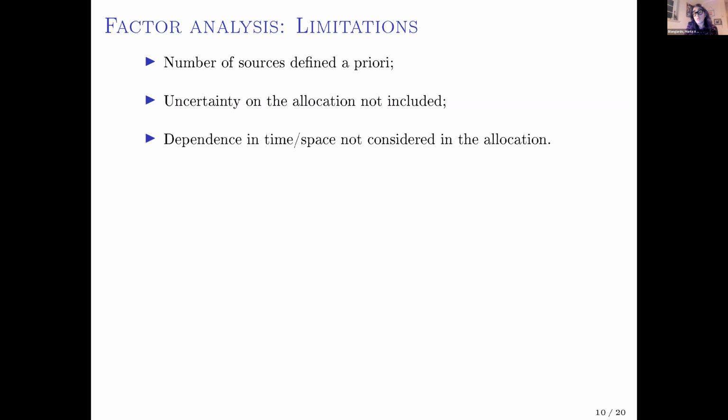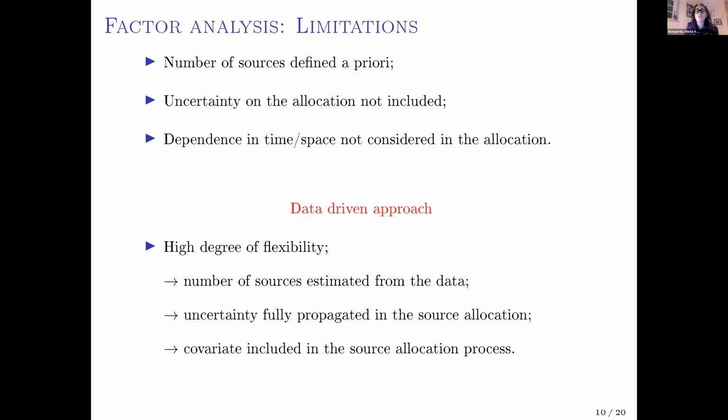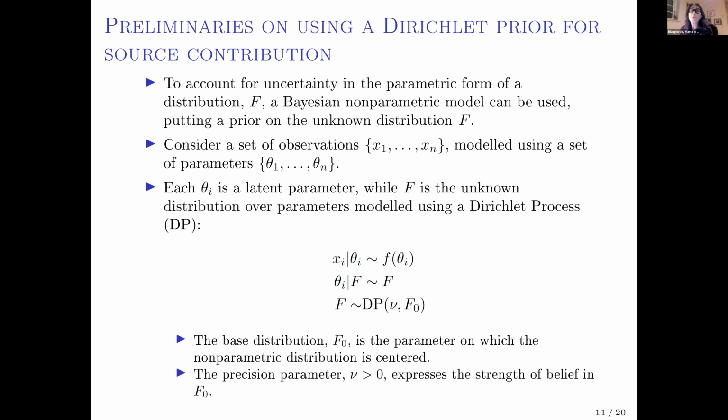So what we decided to do as the first step of the working group was to focus on a more data-driven approach, which gives a high degree of flexibility. So the number of sources we get from the data, we can propagate the uncertainty fully, and we can include the temporal dependency per se, or even dependence in terms of covariates. So we went to the Bayesian approach, and we went to the Bayesian non-parametric approach, and in particular to the Dirichlet process.